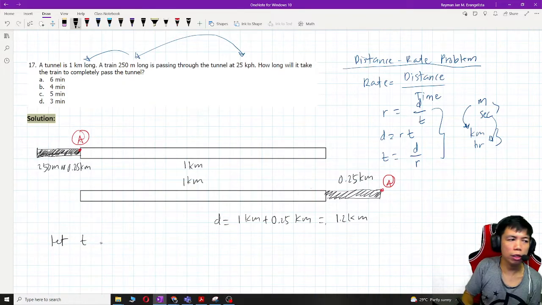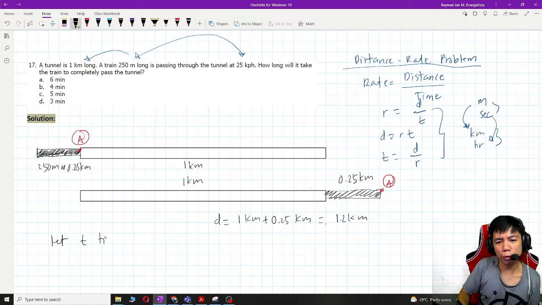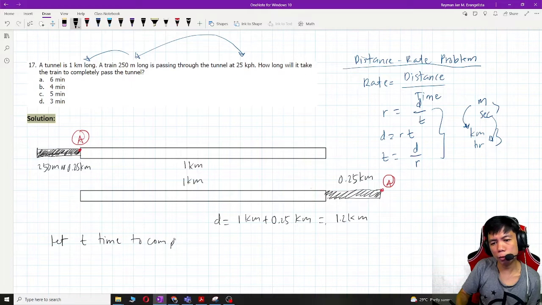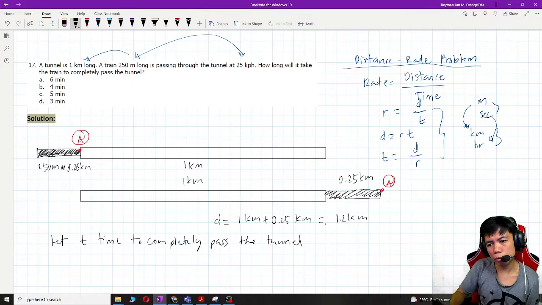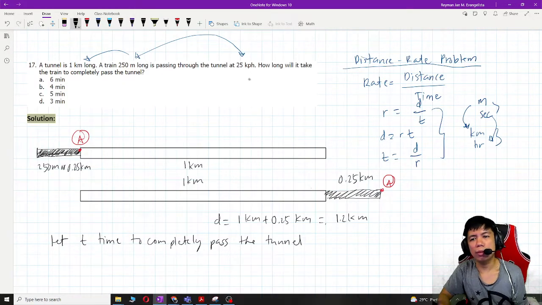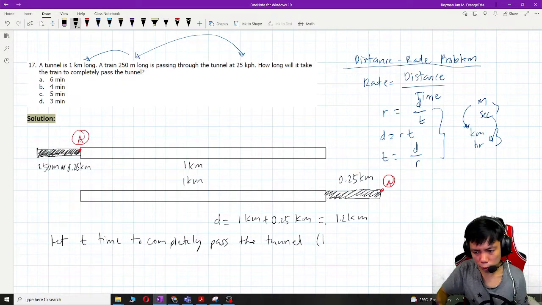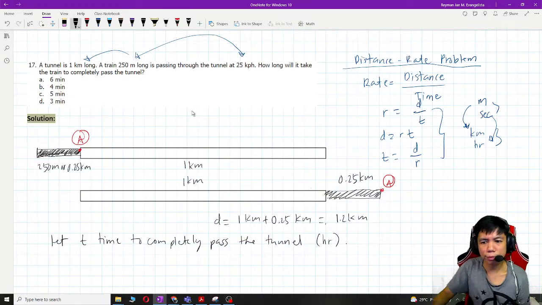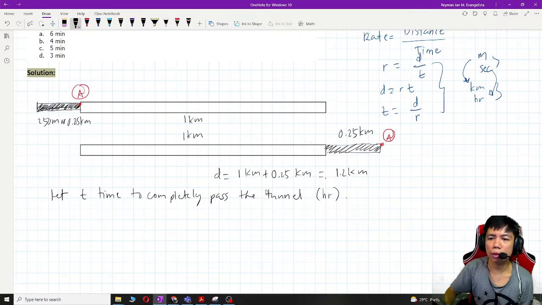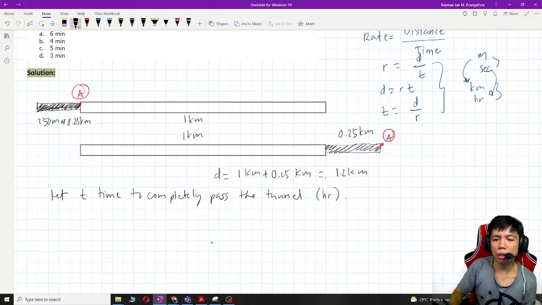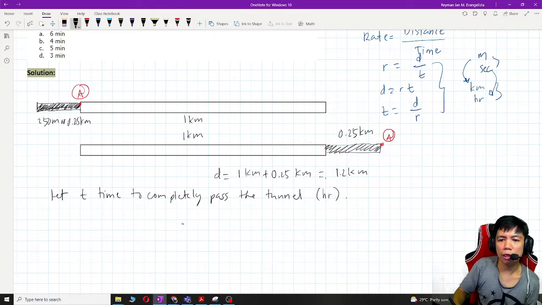Ito yung time. Okay? Time to completely pass the tunnel. So, kasi guys na yung time dito is sa given rate natin naka-hour. So, let's say naka-hour siya na. Okay. Hour. So, we know that the time natin guys na is equal to the distance over rate.